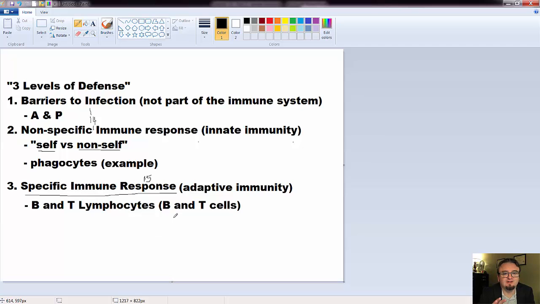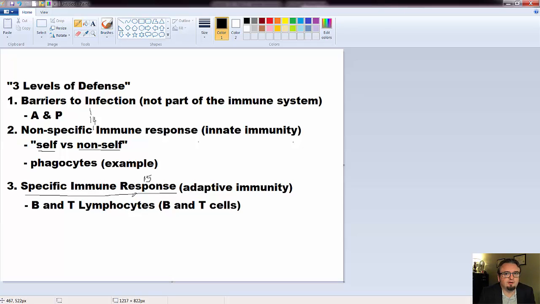So B and T lymphocytes, each one will recognize a particular type of foreign entity and will respond to it on an individual case-by-case basis. So if you think about it, the second line is kind of like a general task force that's looking for anything considered quote-unquote bad. Almost like your local police force in the neighborhood. They're just there to take care of any sort of threat, whether it's a domestic threat or a robbery or speeding, etc. Any kind of general threat they'd be there to take care of.